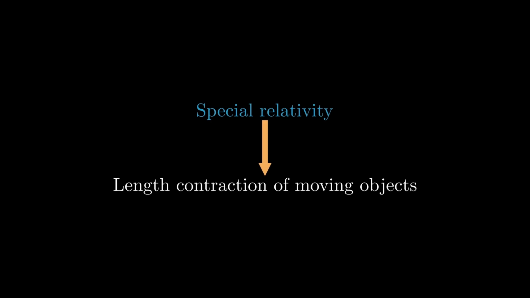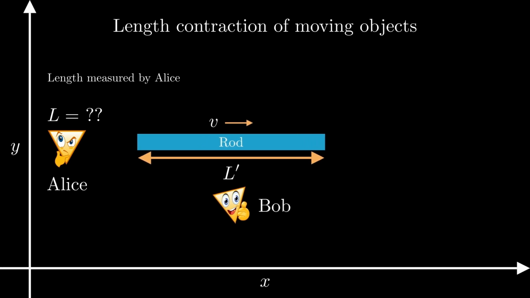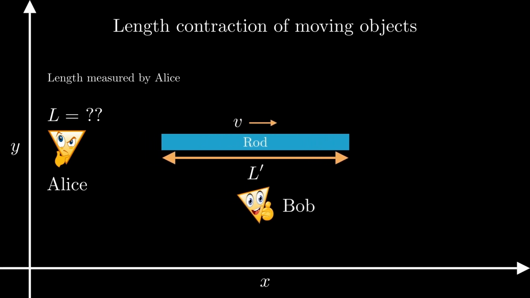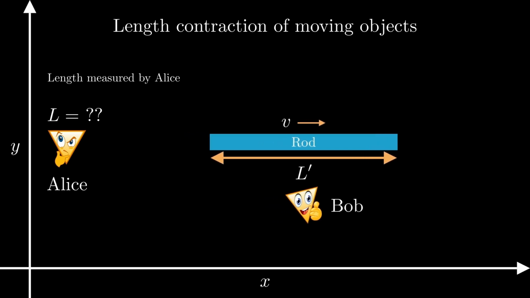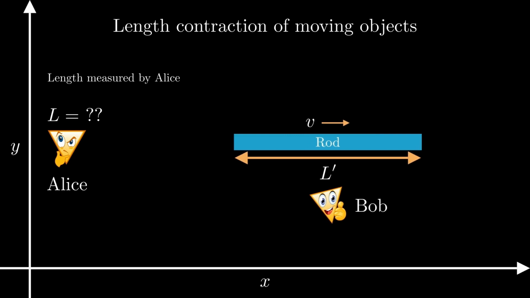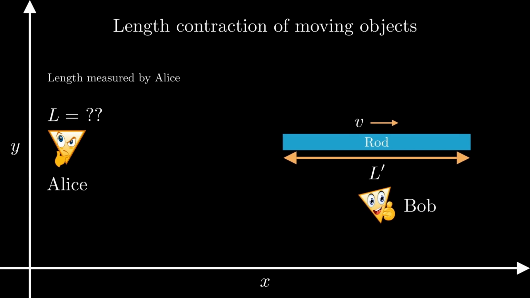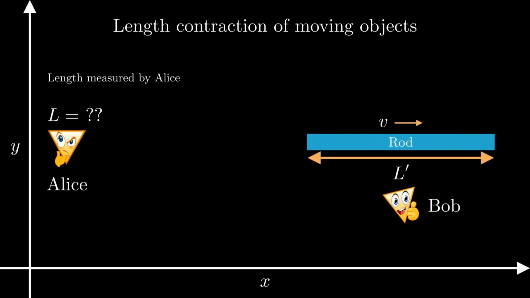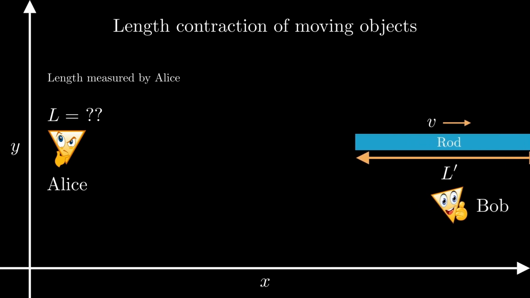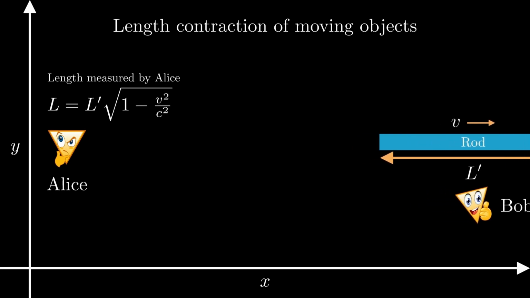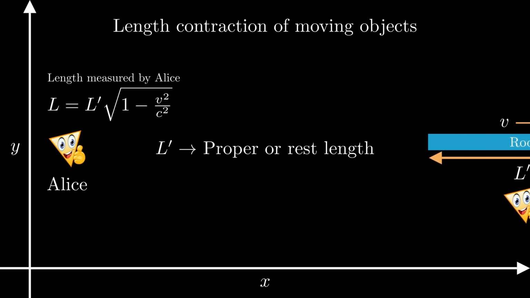To elaborate, let us take an example. Imagine two observers, Alice and Bob, both trying to measure the length of a rod that is lying parallel to the x-axis and moving with constant velocity v along the x direction. Alice is at rest in the xy frame while Bob is moving with the rod. If Bob measures the length of the rod to be L prime, then what would be its length measured by Alice? Well, contrary to our intuition, it will be L prime multiplied by the square root of 1 minus (v over c) squared, where c is the speed of light.